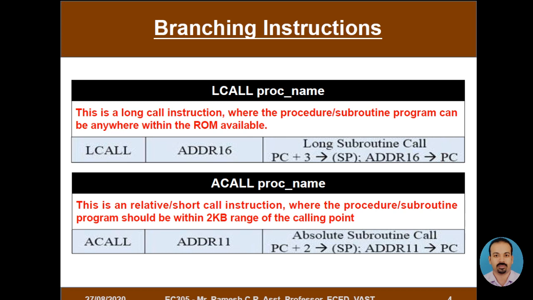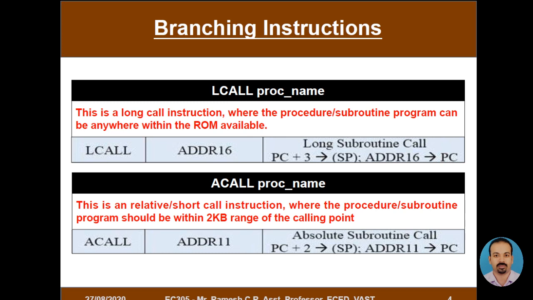For enabling those types of subroutine access or procedure calls, we have a set of instructions known as call instructions, and under this branching itself we categorize them. So we have the LCALL and ACALL. As we have seen in case of jump, LCALL means you can have a procedure call where the procedure is located anywhere in the ROM, because if you are calling that procedure from the beginning of the ROM location, the maximum size is 2 raised to 16.